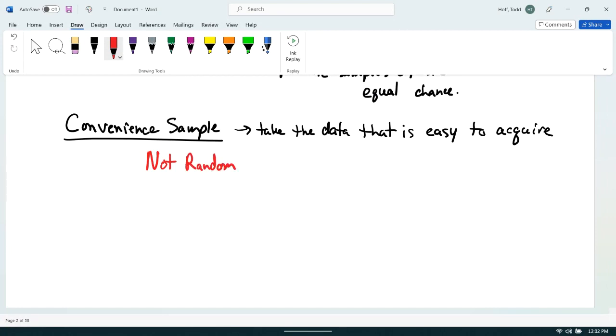Because people that you don't know or that don't happen to be on the street at that time you're out there have no chance of being in the sample. We have systematically excluded a large portion of the population from having any chance of being in that sample. Now, more common would be something called a cluster sample.